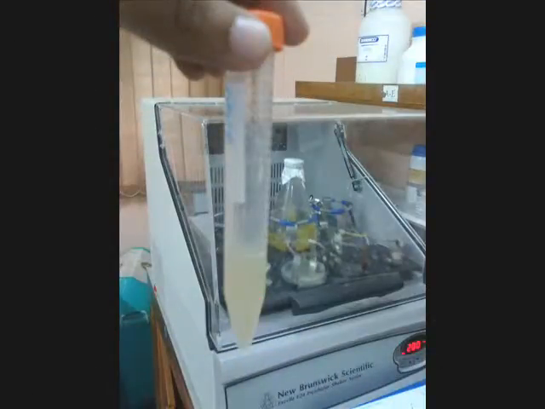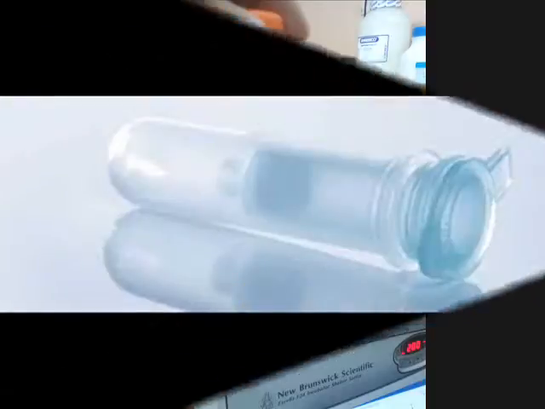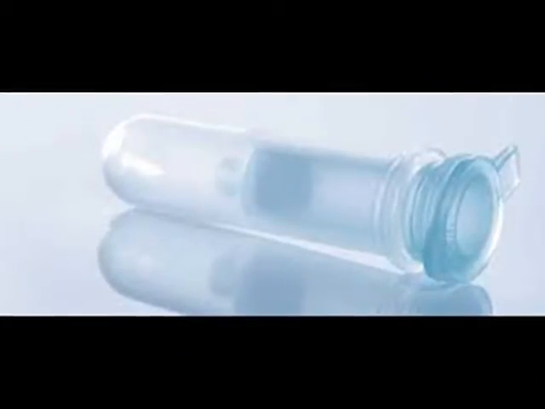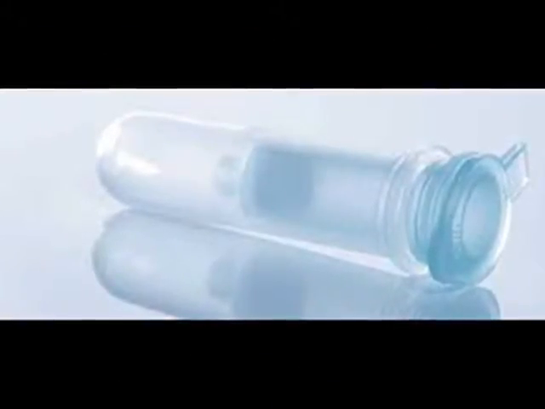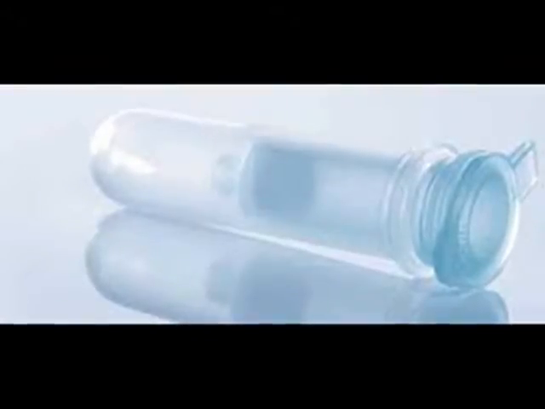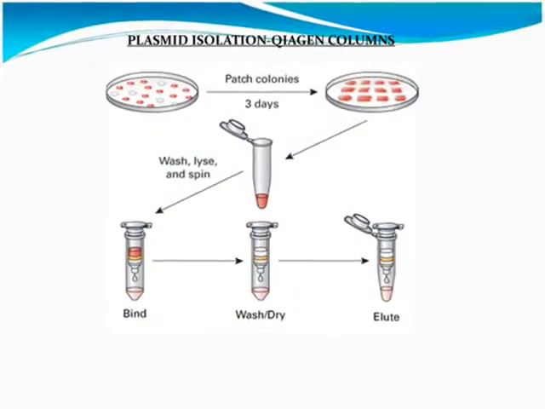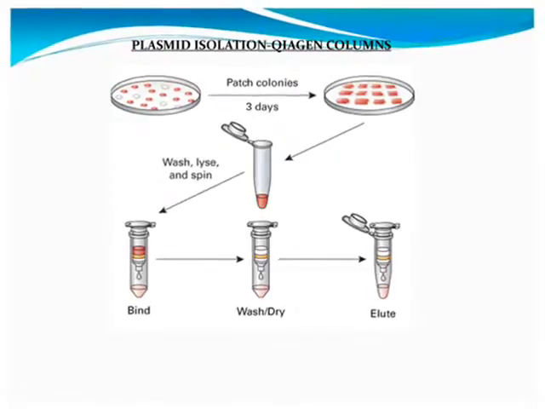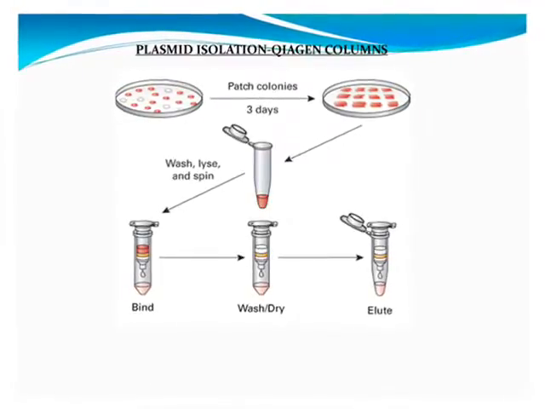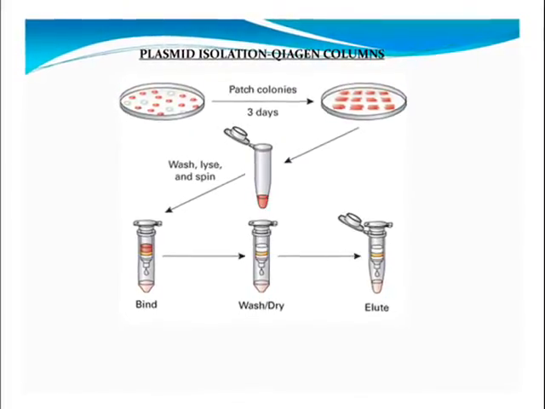Here starts the procedure for plasmid isolation. I have isolated it through the columns since this is the most reliable method. It is a three-step procedure of binding, washing, and eluting through a nitrocellulose membrane, thereby giving out the highest concentration of the plasmid.